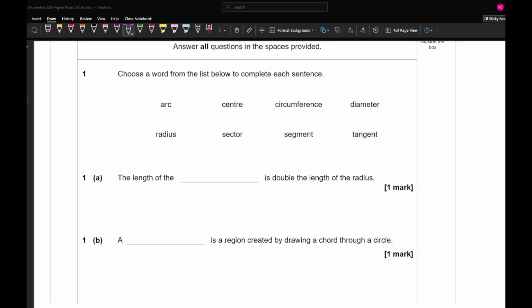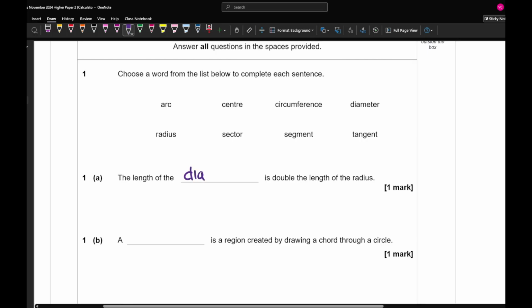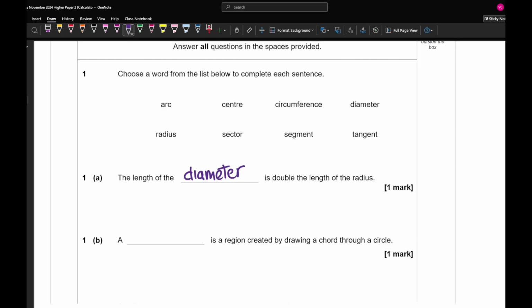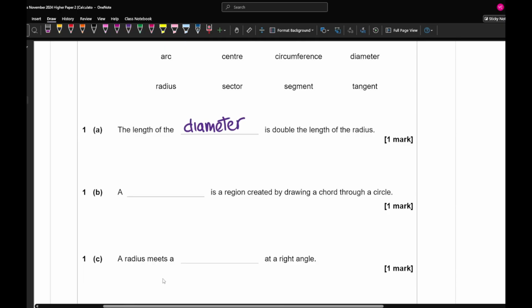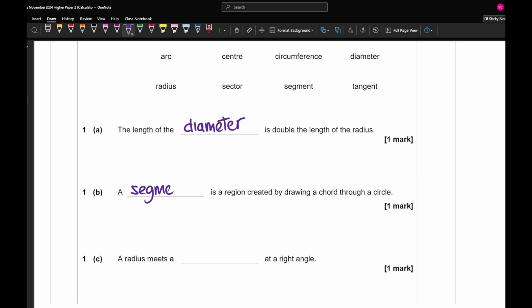So starting with question 1, it says choose a word from the list below to complete each sentence. Question 1a says the length of something is double the length of the radius, and the answer you want to choose is the diameter. Then for question 1b, it says something is a region created by drawing a chord through a circle, and the answer you want to write there is a segment.